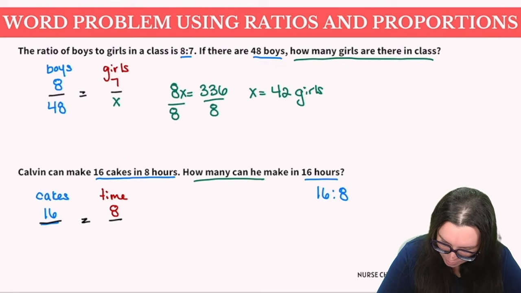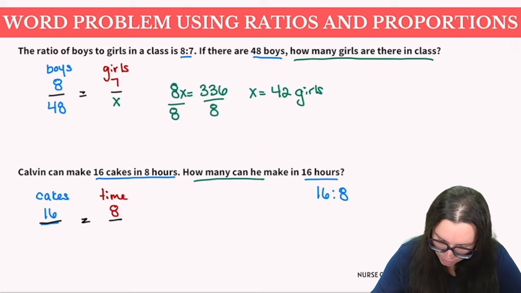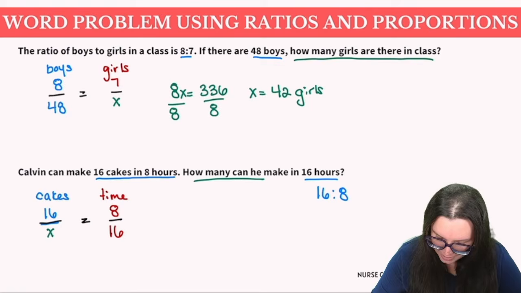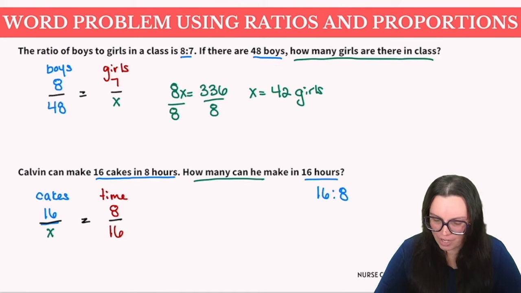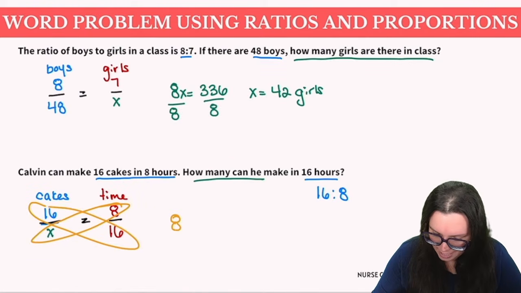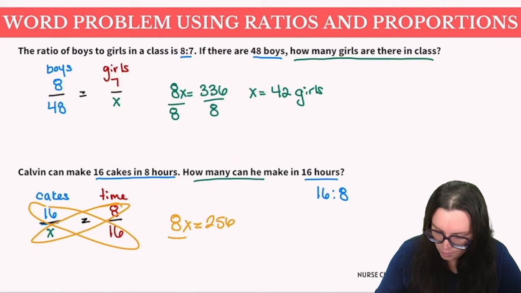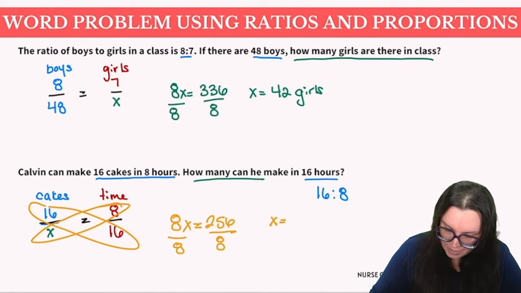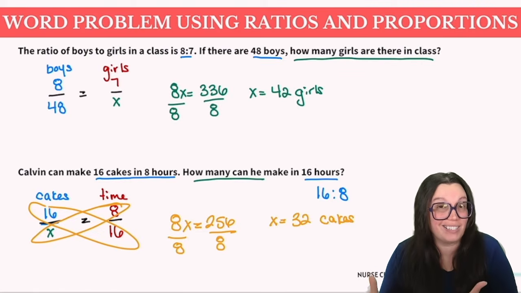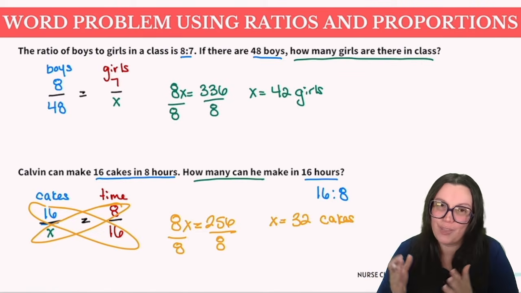And now we know at the bottom, he needs to make a certain amount of cakes within 16 hours. So we know what the hours is on the bottom. We just need to figure out how many cakes he's going to be able to make. So now that we have our equation, we're going to cross multiply. And we do this by saying 8x is equal to 256. We need to isolate our x on both sides by dividing by 8. And that is going to give us x is equal to 32 cakes. So within 16 hours, Calvin should be able to make 32 cakes.